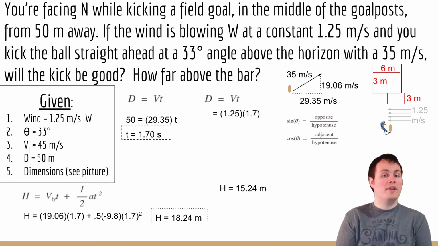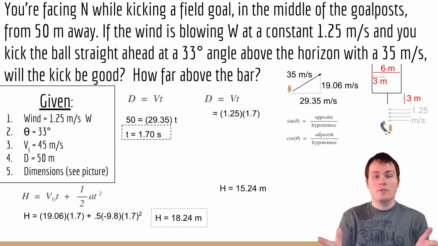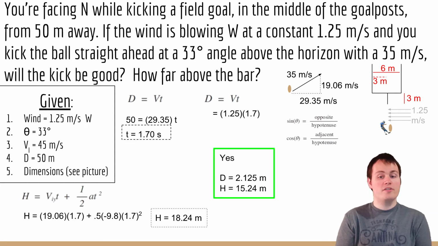We plug in the velocity and the time, and when we do that, we get that the distance it travels in the horizontal direction is 2.125 meters, which, if we looked at the picture, is less than 3 meters. And so if it meets both of those criteria, it should be a good kick.